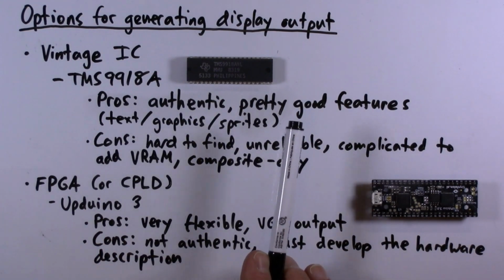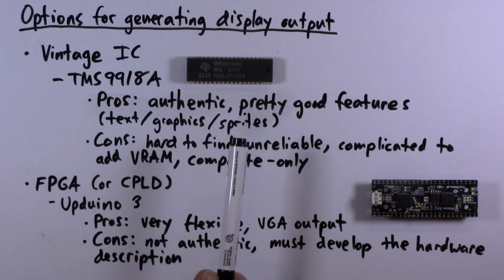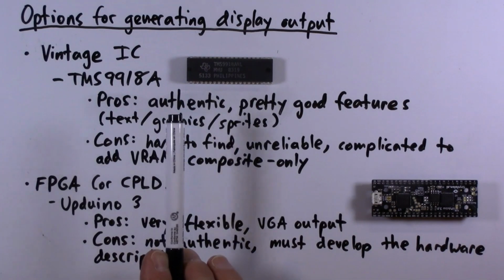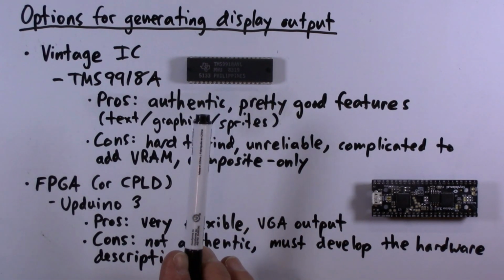Of all the vintage video display chips, the TMS9918A is probably the most plausible one to use. It has a pretty good set of features. It will generate text, it generates bitmapped graphics, it has sprites. It is definitely an authentic part. It was used in the TI-99/4A home computer. It was also used in the MSX series of computers that were popular in Japan and Europe.